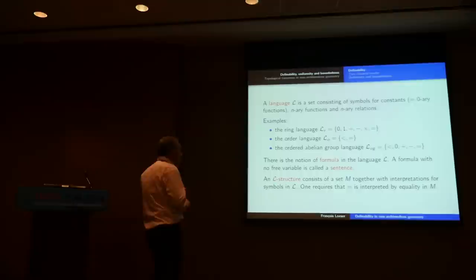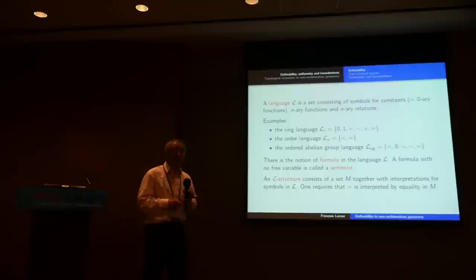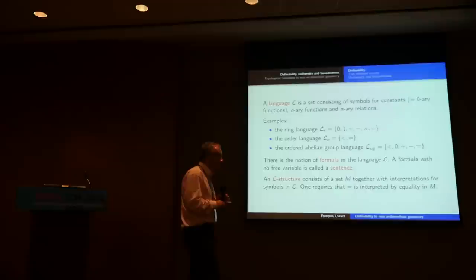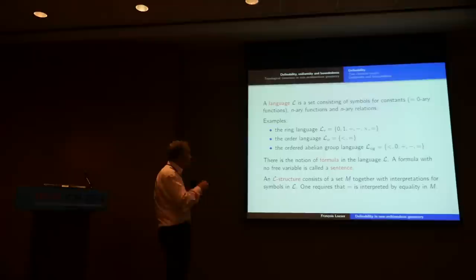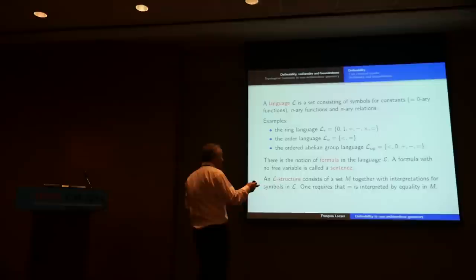I have to explain first what definability means. So this is definability in the sense of first order logic. A language is fixed from the start. There are symbols for constants, functions, relations. Basic examples are the ring language, the order language, and the ordered abelian group language, for instance. There are many others, of course.